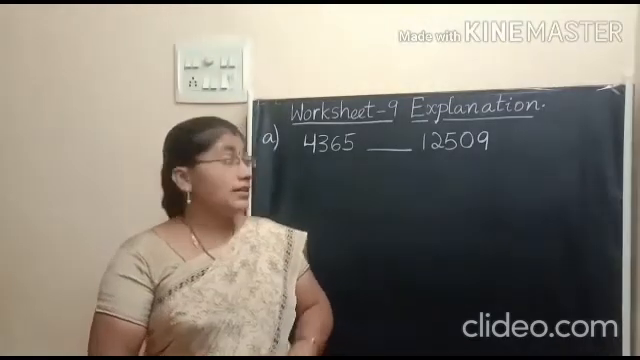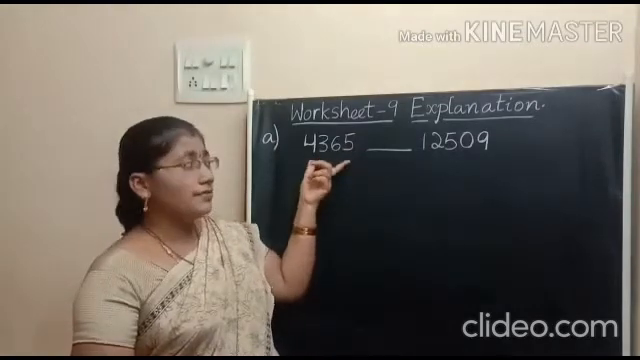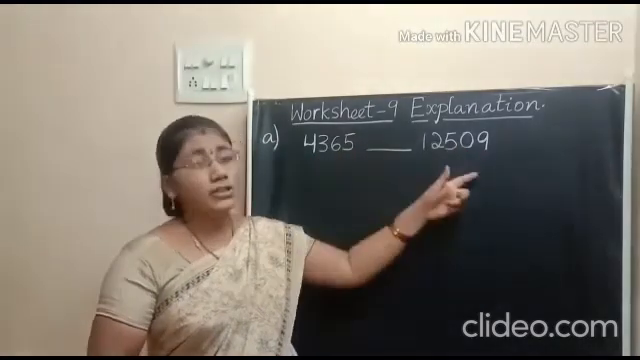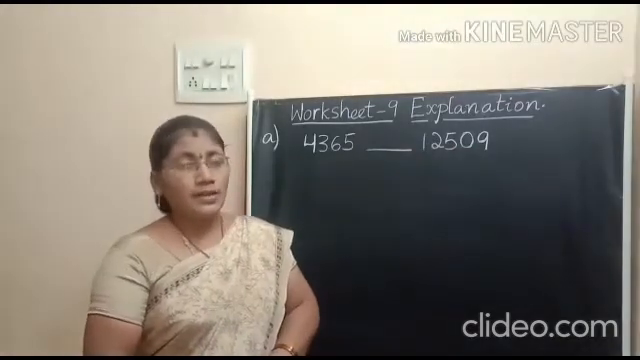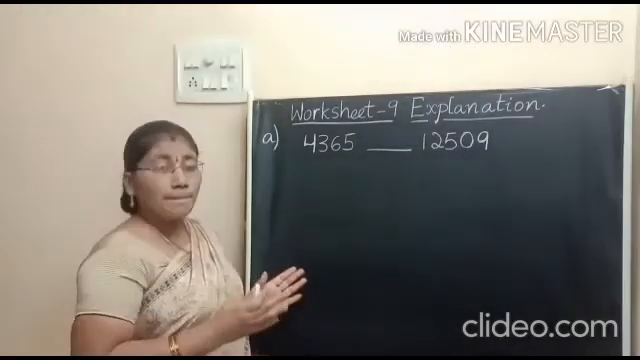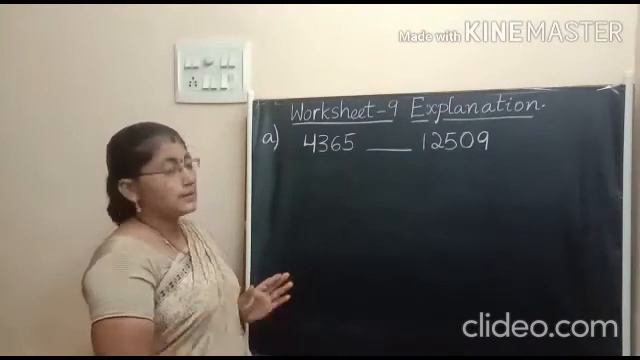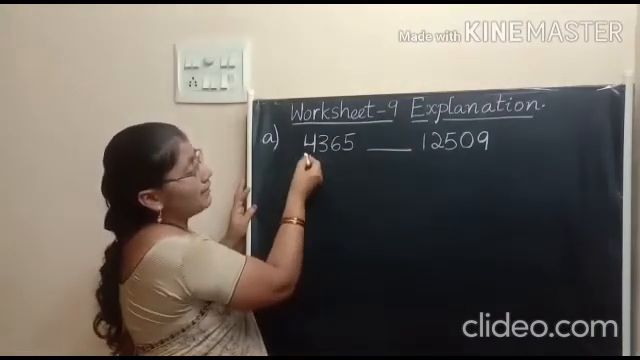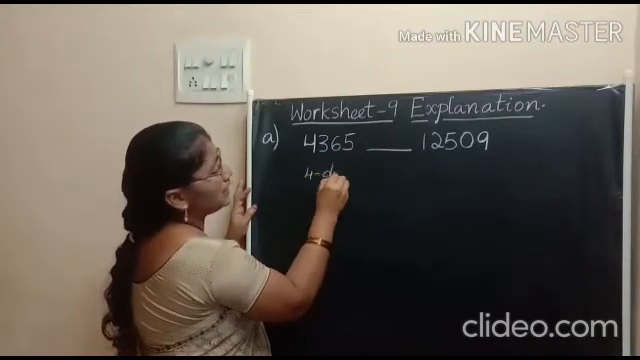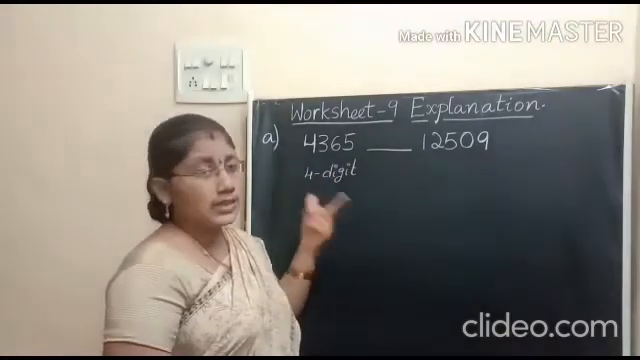In that question, the first bit is 4365 and 12509. Now we have to compare these two numbers. Let us compare these. First, we have to compare the number of digits. How many digits are here? 1, 2, 3, 4. This is a 4-digit number.